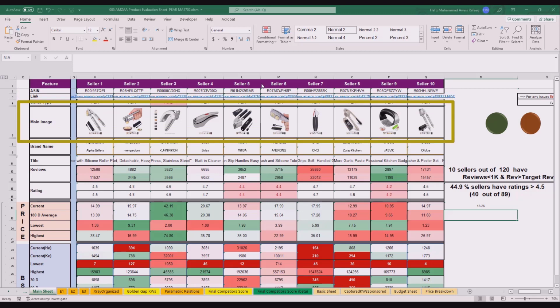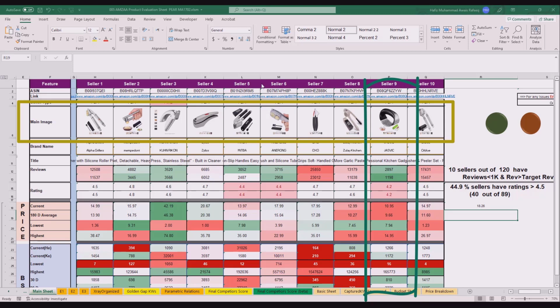Sixth row contains main images of all listings. It helps in design selection of product when you see it with other parameters. For example, here seller 5, seller 6 and seller 9 have bad ratings, especially seller 9. His rating is 4.2. What could be the reason? Pause the video and think about it.